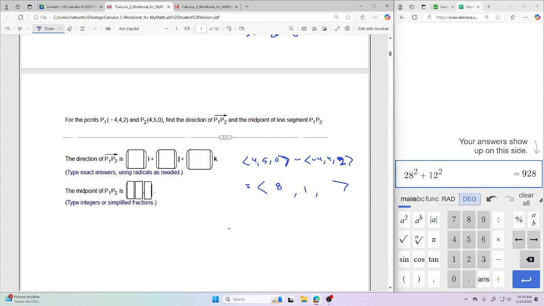Good, and? Yep, negative 2, you got it. Perfect. So that's my answer. We're done with that. To find the midpoint, they're wanting to take the 2, add them up, divide by 2, right? Just like we had an average.